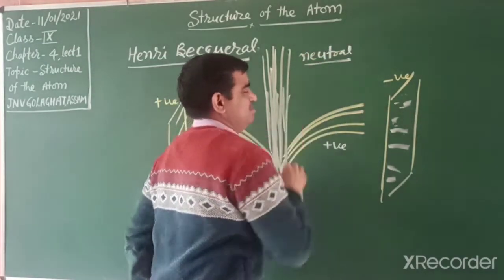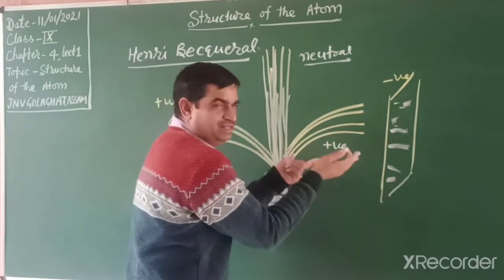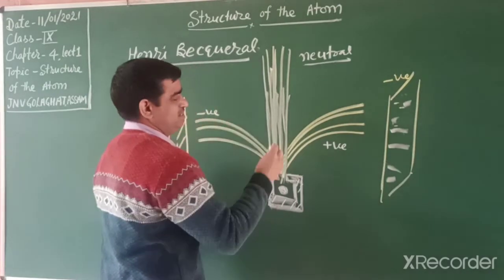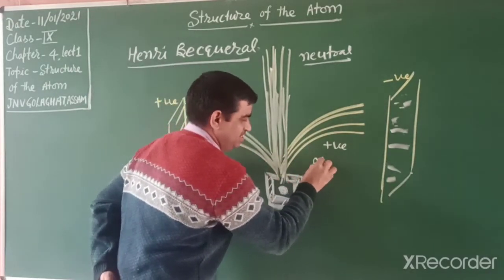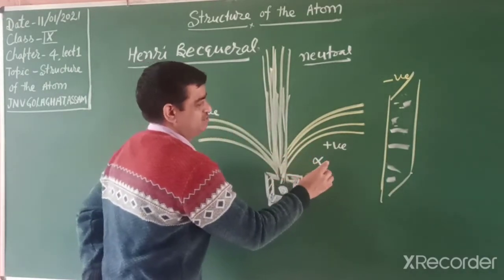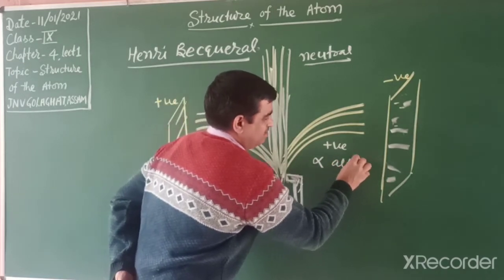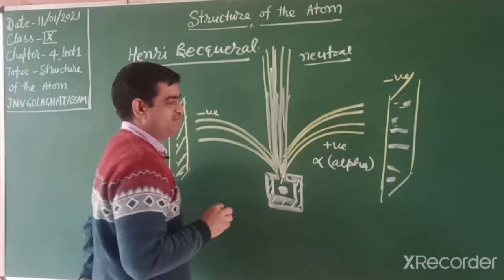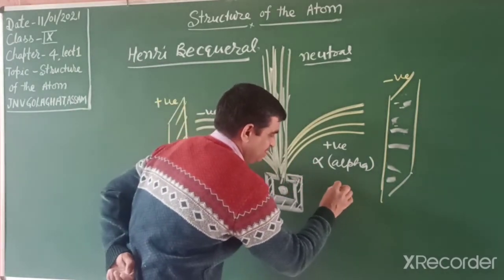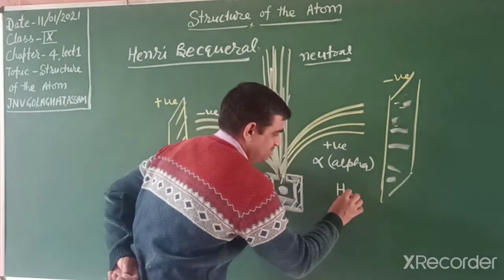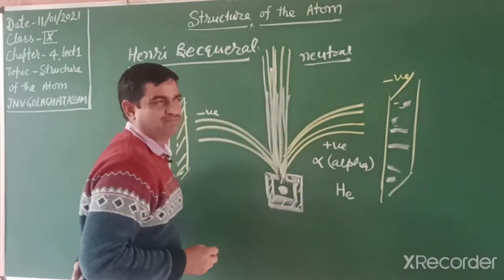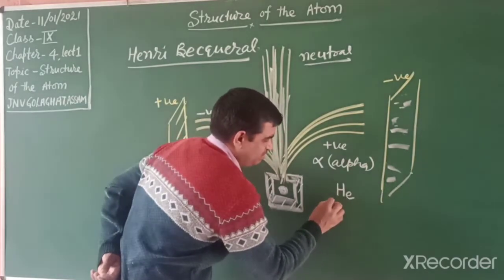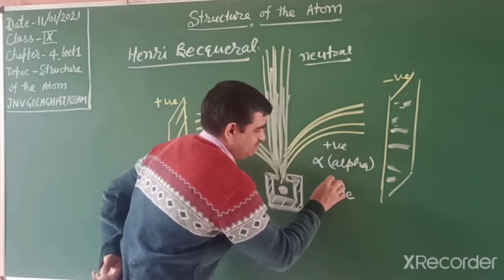So what are the names of these substances? These radiations that move towards the negative plate are known as alpha radiation. Friends, this one has the symbol alpha. So how can we represent alpha? Alpha is a helium nucleus. The helium symbol is He. We will study this later. Helium has atomic number 2 and mass number 4.